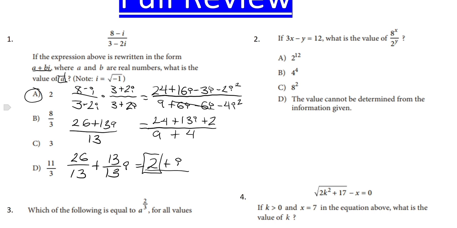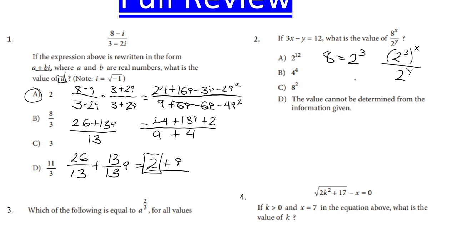For number 2, the question asks, if 3x minus y equals 12, what is the value of 8 to the power of x divided by 2 to the power of y? What we need to do here is break down 8 into 2 to some power. So we know that 8 is 2 to the third power. So we can rewrite this fraction as 2 to the third raised to the power of x divided by 2 to the power of y.